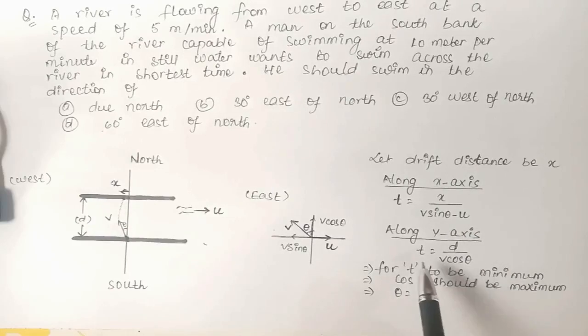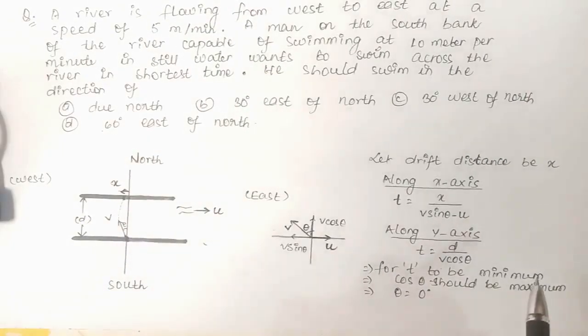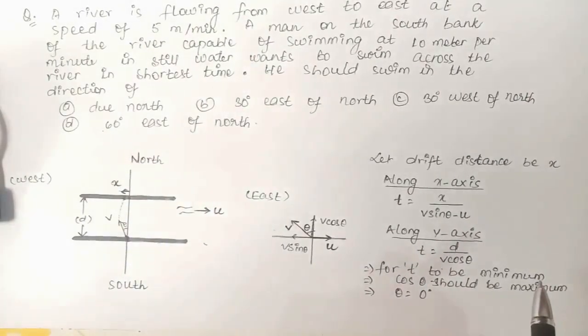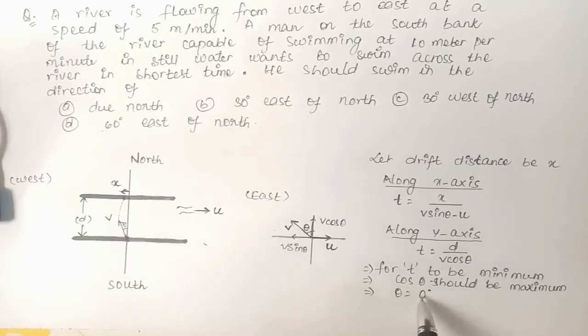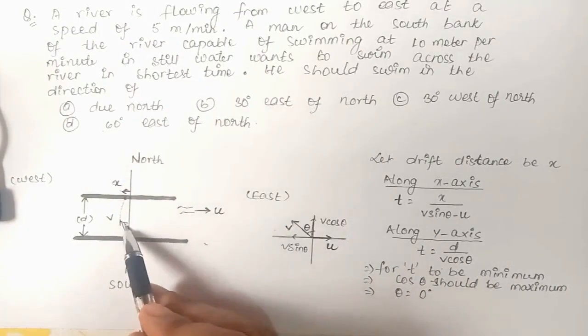So for t to be minimum, cos theta should be maximum. For cos theta to be maximum, theta should be 0, because cos 0 equals 1. So for the boat to travel from one bank of the river to another bank, it should travel making an angle of 0 degrees with the vertical line, so theta would be 0.